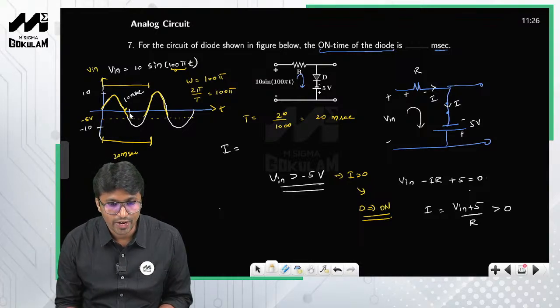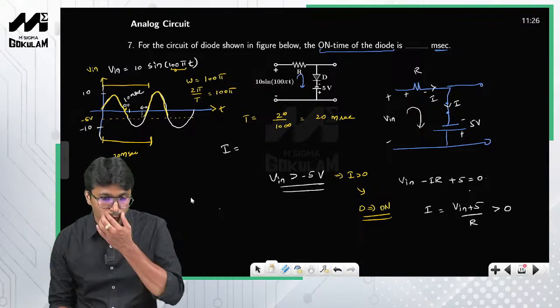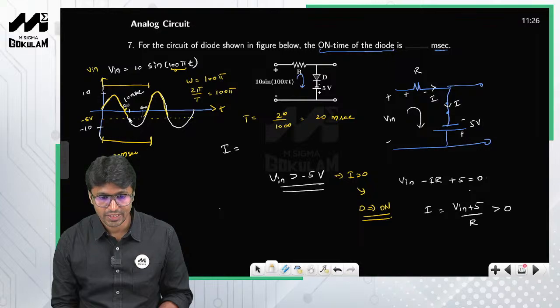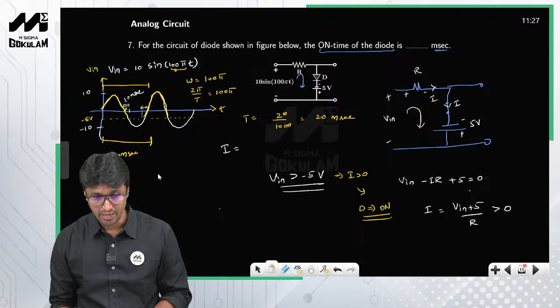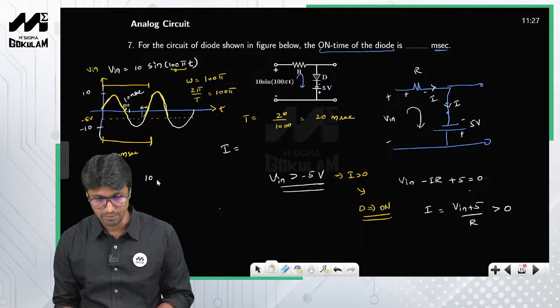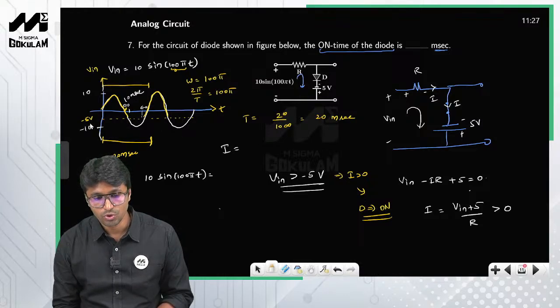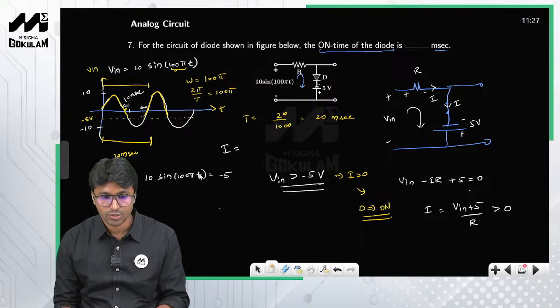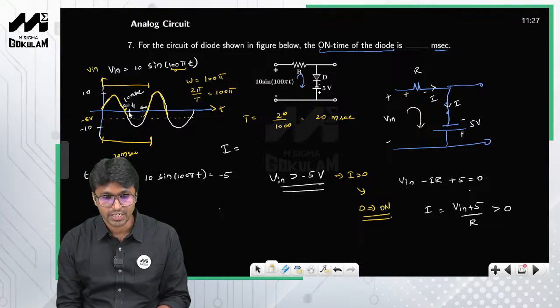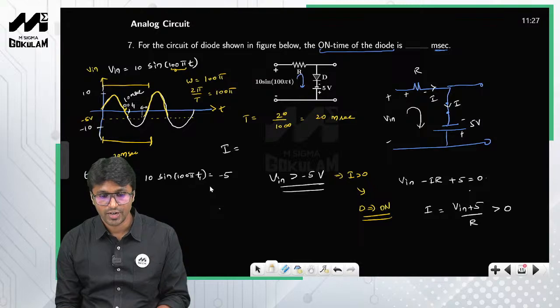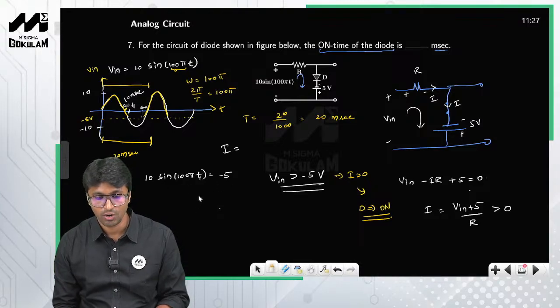Now you need to find this interval, and similarly this interval. How do you do that? You have to pick that instant at which the input voltage becomes minus 5. So take your input, 10 sin(100 pi t). The diode turns off when the input voltage goes below minus 5 volt, so this is the limiting value. You have to find the value of t at t equal to t1, the instant at which the input becomes equal to minus 5.